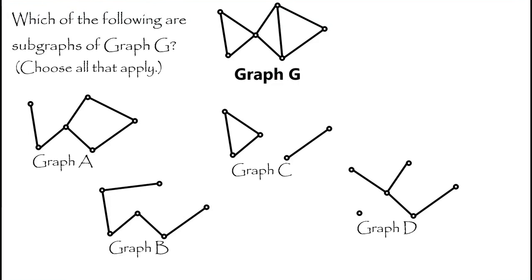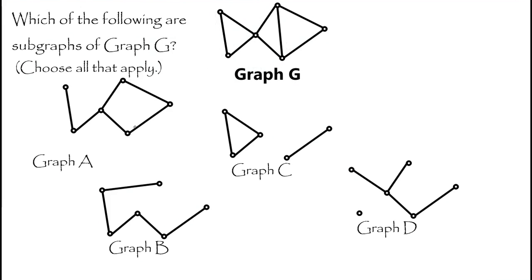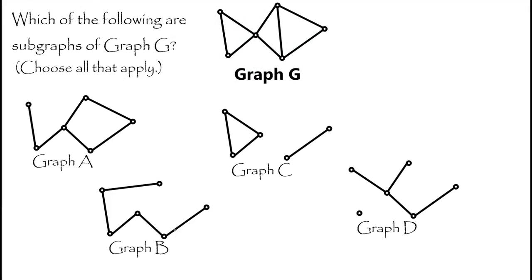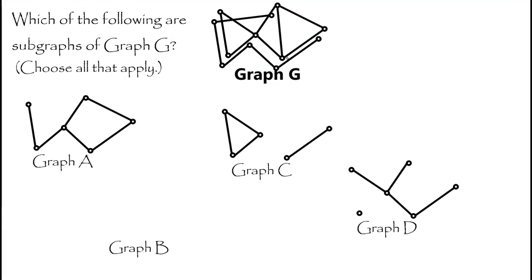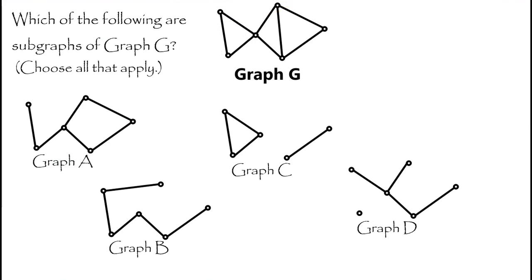So which of the following are subgraphs of graph G? And we can see if I drag these over, all of the parts are there, so we would say A is a subgraph. If I grab B and drag it over, we see that this top edge here is not part of the parent graph. That does not belong. So as I pull it back, we'll say this is not.